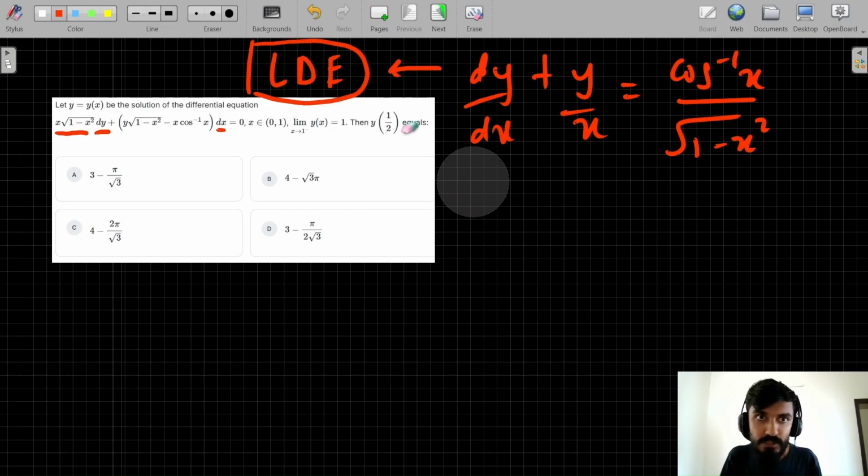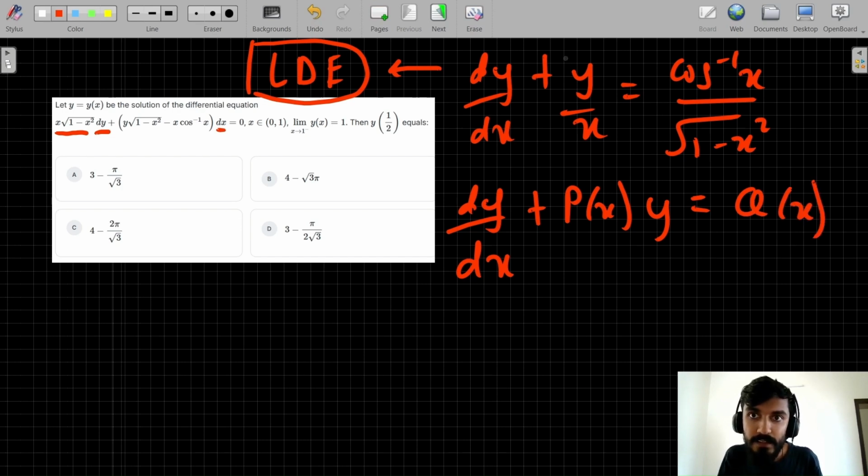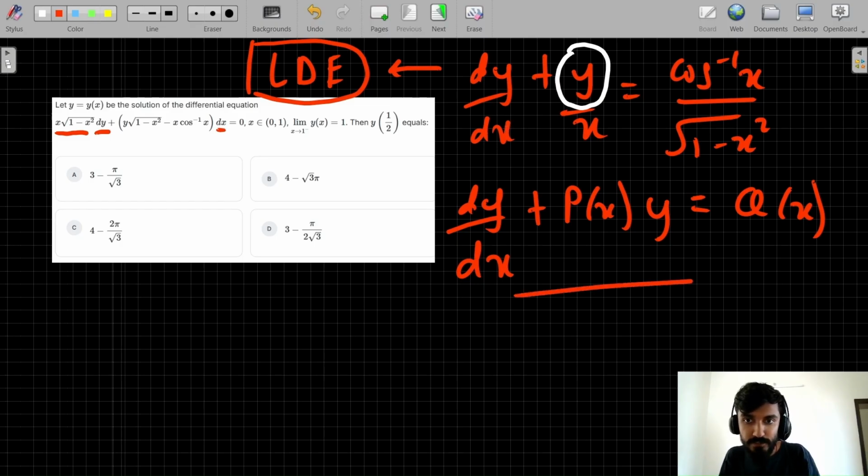Since it is a linear differential equation, in general, I'll state this only once because it's important. dy by dx plus P of x into y is equal to Q of x. So how do you know it is an LDE? Because we have an isolated individual y here, right? I'll show you. We have this individual y here. It's not y square or y cube, just individual y, and we have an equation with all the other terms involving x only. This means that it is a linear differential equation of this form.